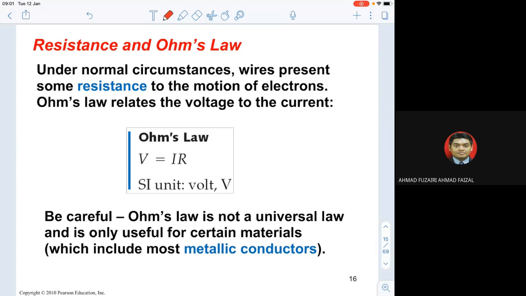Under normal circumstances, wires represent some resistance, and of course it will resist the motion of electrons. In order to get electricity, if you want to make the current flow, we must have a resistance. Why?